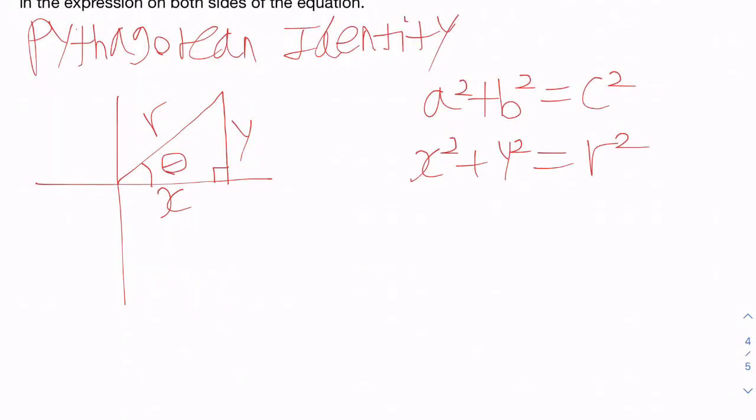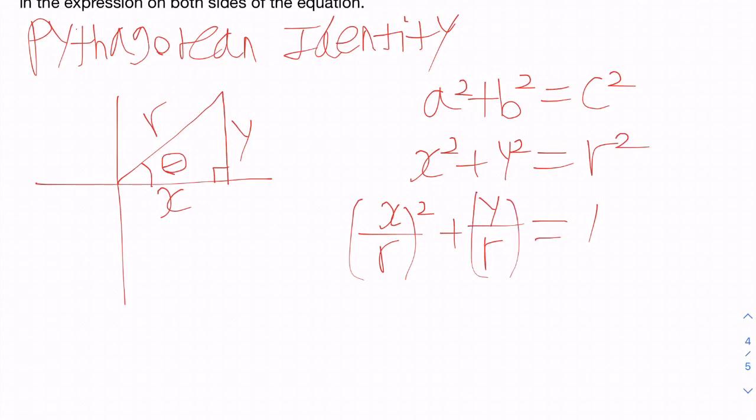Now, let's divide both sides by r squared. So if we divide r squared by r squared, this will be 1. If we divide y squared by r squared, it will be that. And if we divide x squared by r squared, it will look like that. And guys, we can change this into that, and also this into that.